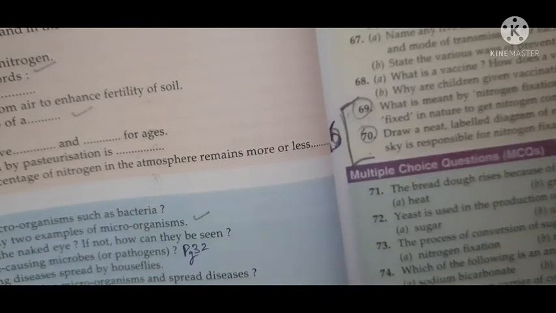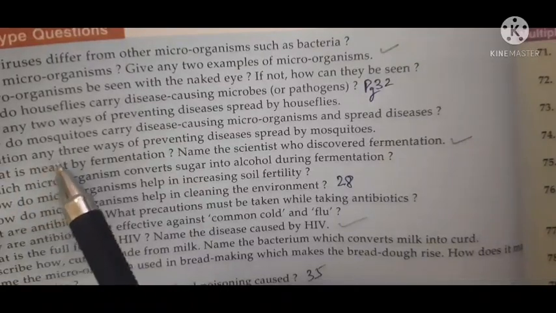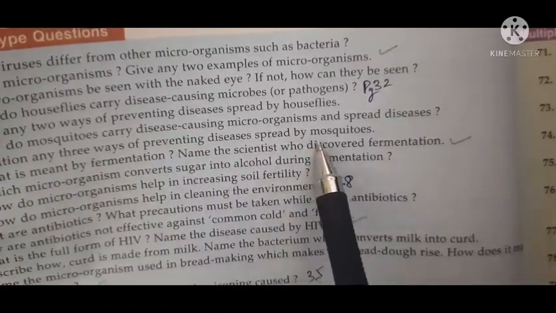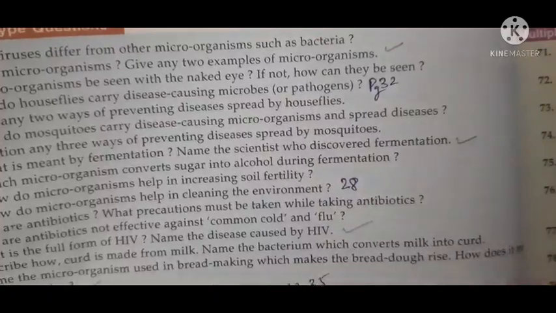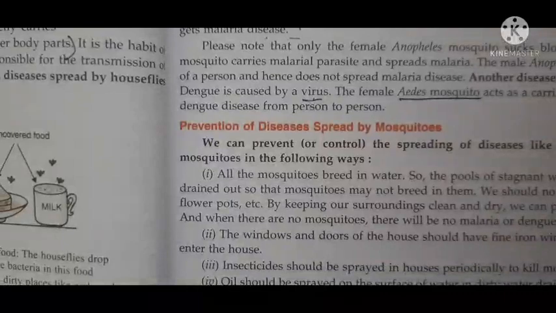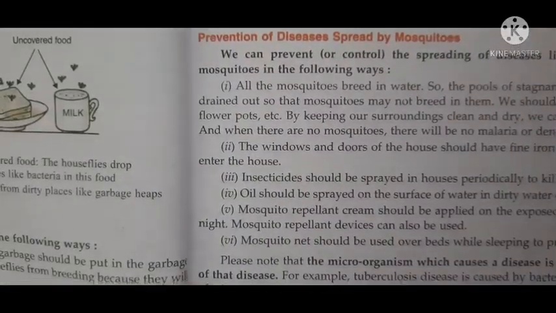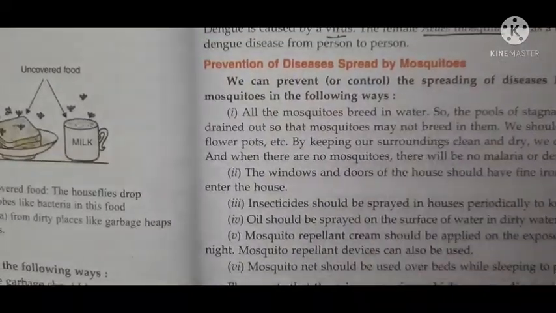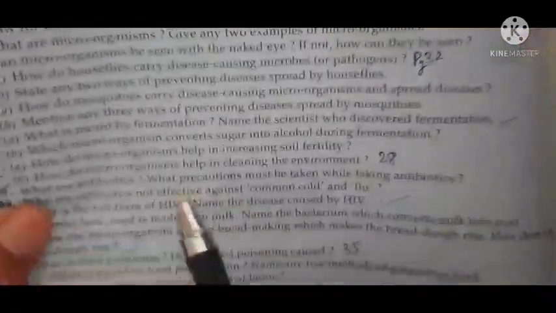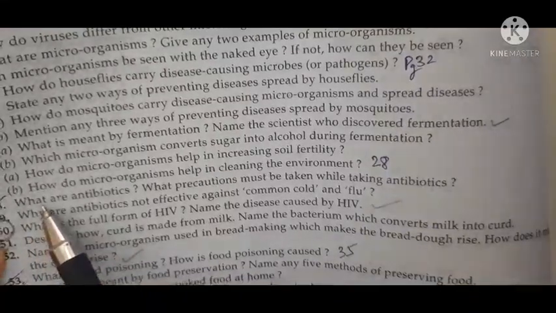Question number 45, 45A part we have done. You can see here question number 45B part. You have to mention any 3 ways of preventing diseases spread by mosquitoes. So for question number 45B part, open page number 32 and you can write any 3 points, to prevent the diseases spread by mosquitoes. I hope it is clear to all of you.